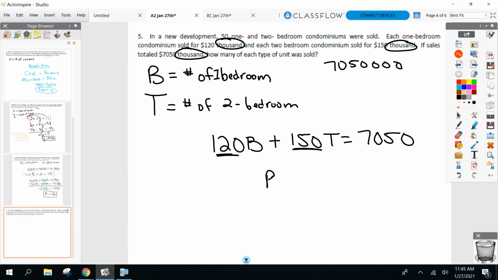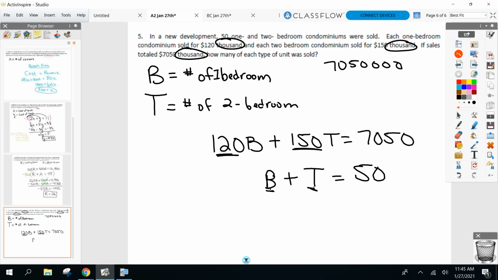So you got bedrooms, B. Then total would just be B plus T. If I add the number of 1 bedroom plus the number of 2 bedrooms, how many total do I have? It's right in the problem, Dan. Just 50. That's all. That's what this says. 1 bedroom plus the 2 bedroom, in total, there's 50 of them. And then when I apply the money to it, that's when I get the first one.